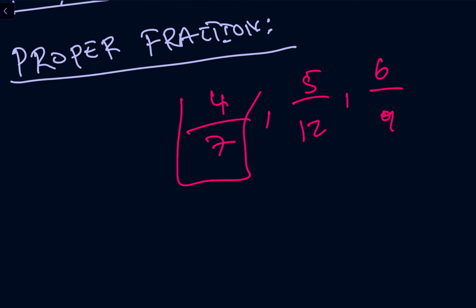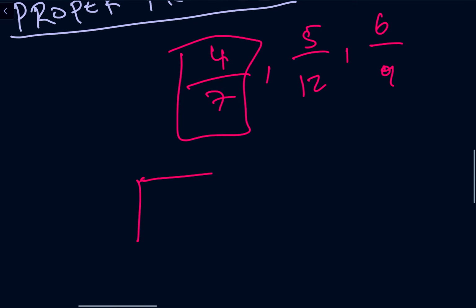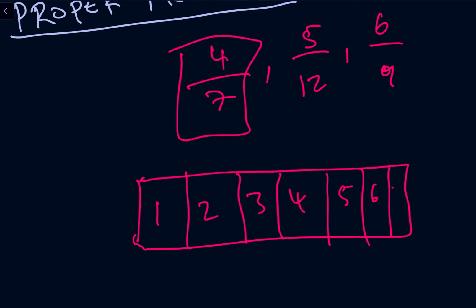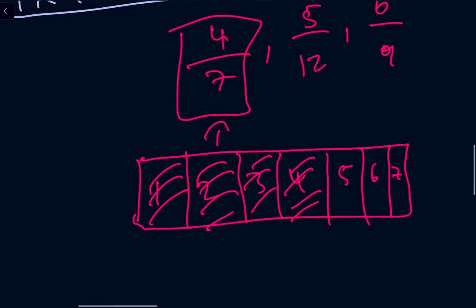So in this case, like in example 1, we had 7 portions of cake: 1, 2, 3, 4, 5, 6, 7. We only utilized, we gave out to our friends, 4 portions. So we can represent that as 4/7.